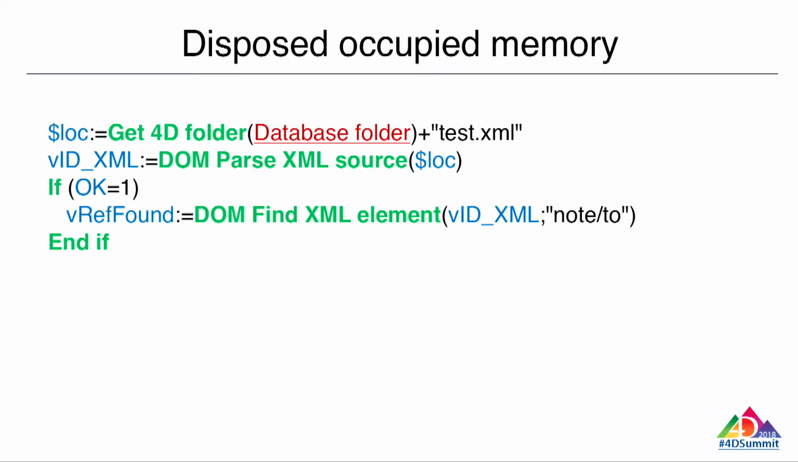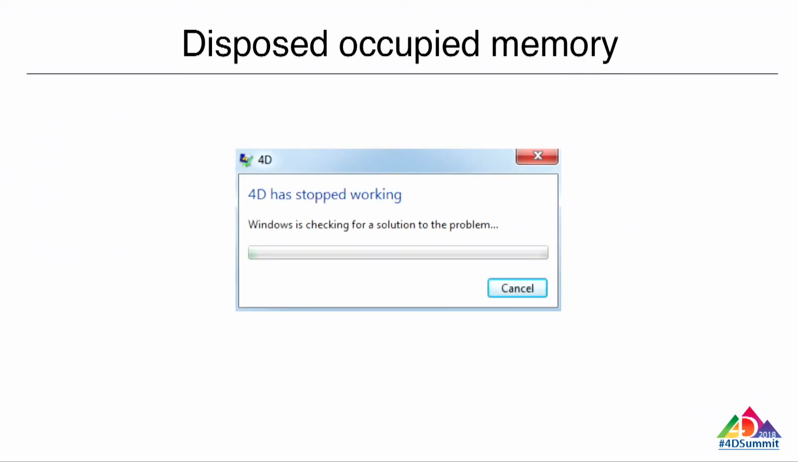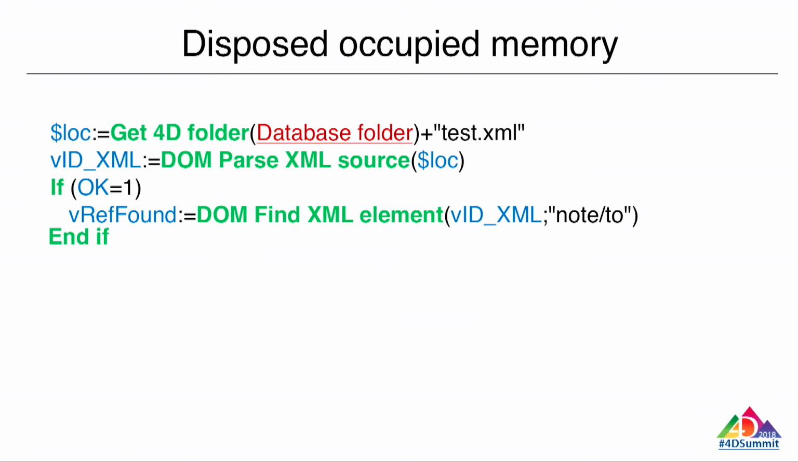How about XML? XML is also a memory-intensive one where you do manipulations. So you put it into memory with DOM Parse XML, and let's say you did a DOM Find XML element and ran this multiple times. You can get something where 4D just hangs, and you don't understand why. To mitigate this, all you need to do is use DOM CLOSE XML.